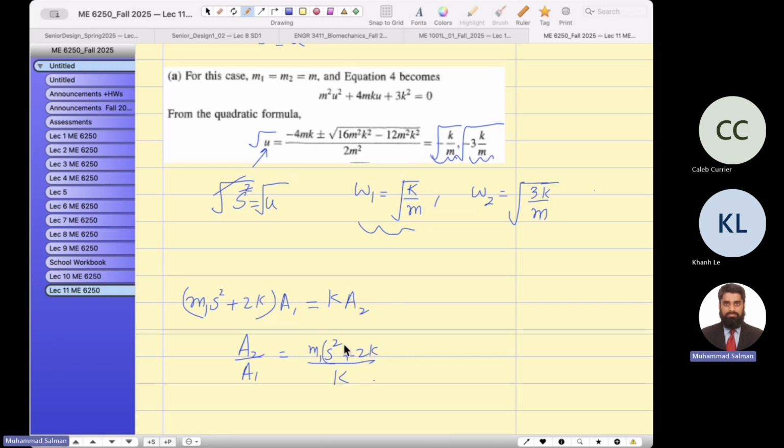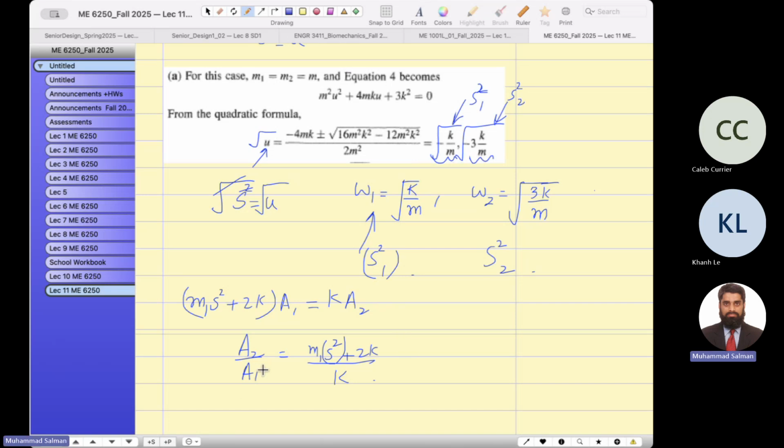Now what is s square? There are two types of s square. This is s square 1, this is s square 2. So let's grab this one. I'm sorry, this s square is not square root of k over m. Square root of k over m is s only. This is s square 1, this is s square 2. You see my point? This is the fundamental frequency square, and this is the second mode.